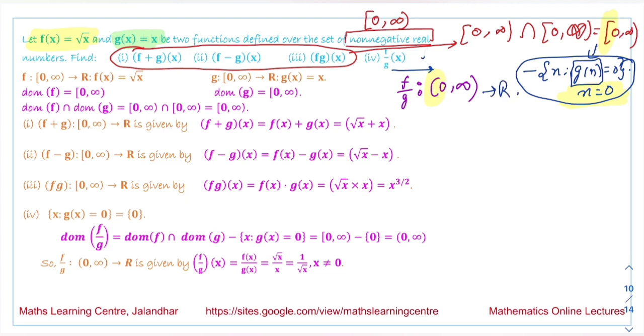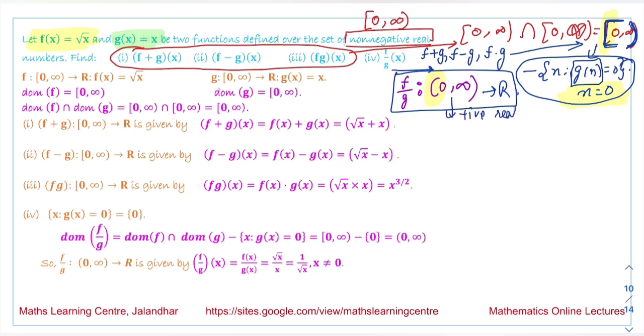So the domain of the functions f plus g, f minus g, and f into g is the closed interval 0 to infinity, that is, all non-negative real numbers, and the domain of the function f over g is the positive real numbers.